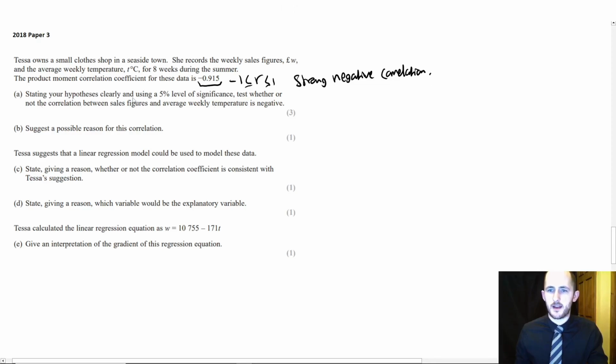Stating your hypotheses clearly and using a 5% level of significance. So this is hypothesis testing, so we're not going to do this. However, I'm just going to write that it is actually negative. Okay? Then it says suggest a possible reason for this correlation.